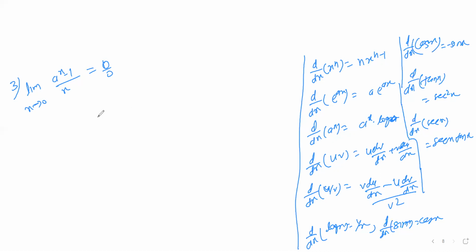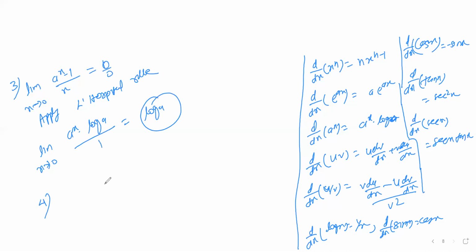So this is a 0 by 0 form. Apply L'Hospital rule. So limit x tends to 0, a raised to x is a raised to x into log a divided by 1. Put the limit, you will get the answer here: log a.